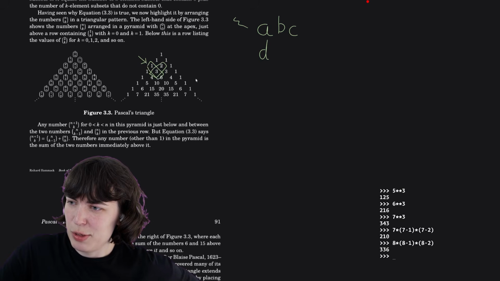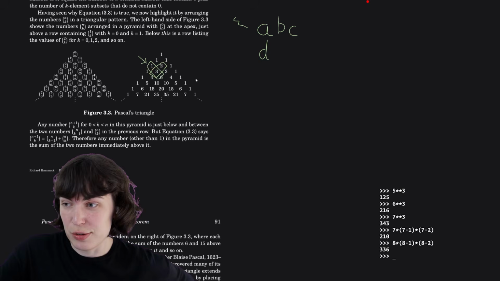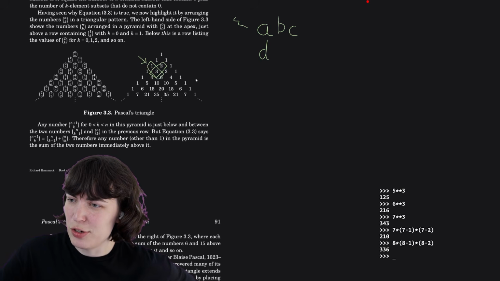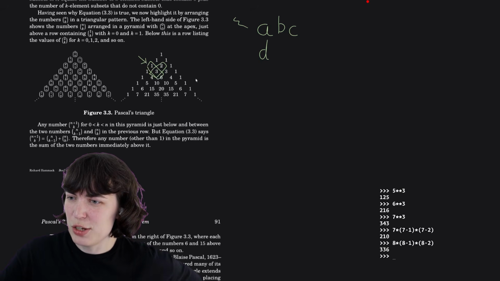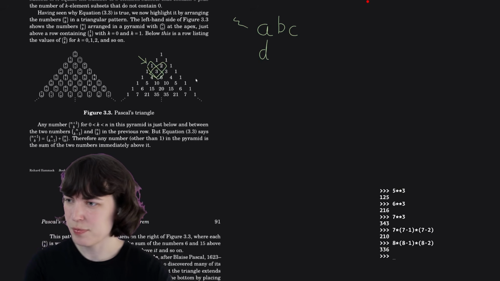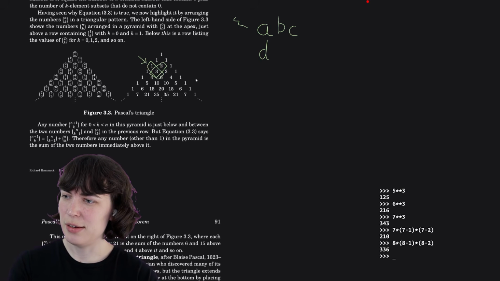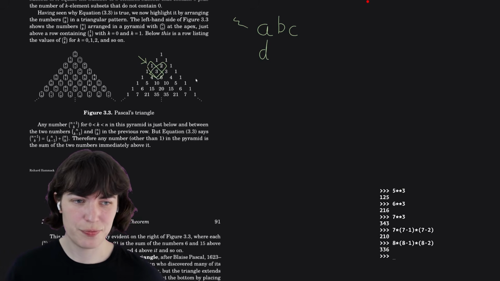Any number n plus 1 choose k for 0 within k and n exclusive in this pyramid is just below and between the two numbers n choose k minus 1 and n choose k in the previous row. But equation 3.3 says n plus 1 choose k is equal to n choose k minus 1 plus n choose k. Therefore, any number other than 1 in the pyramid is the sum of the two numbers immediately above it. Okay?